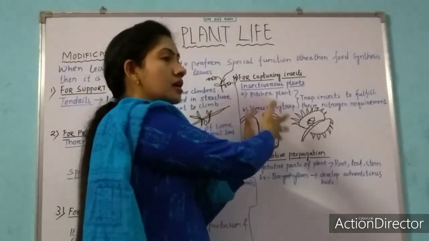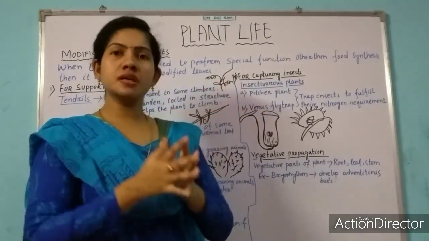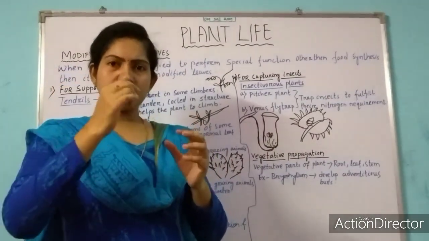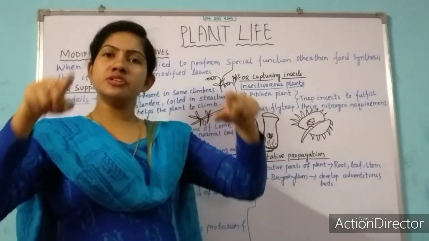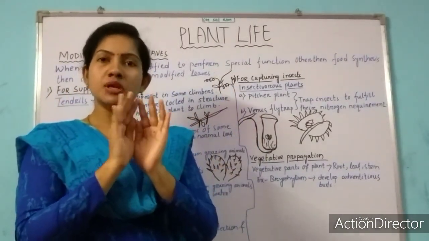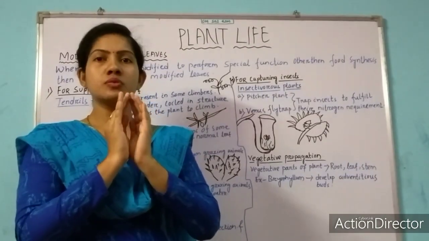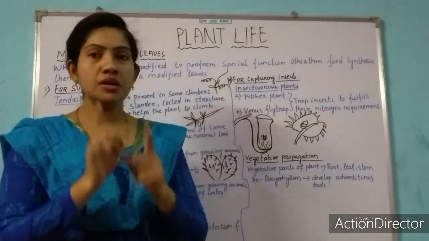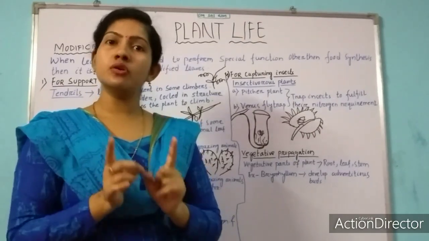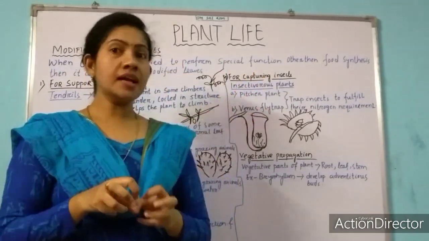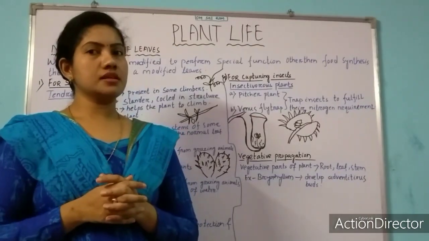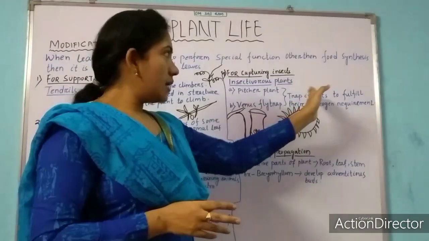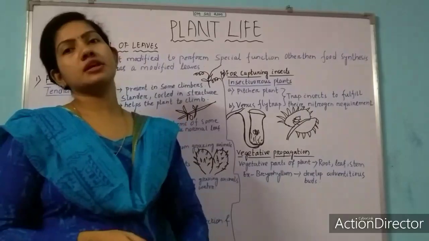In pitcher plants the leaf is in a pitcher shape, and in the Venus flytrap it generally has hinged or small thorn-like structures over the margin of the leaf. It generally remains open, and when the insect goes inside, it slowly closes its leaf so that the insect remains inside and it digests the insect. Remember one thing, insectivorous plants also undergo photosynthesis, but to fulfill their nitrogen requirement, they capture insects. So these are two examples of insectivorous plants. Here I have written, they trap insects to fulfill their nitrogen requirement.